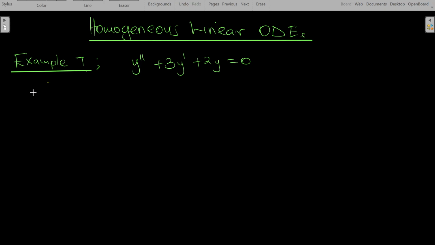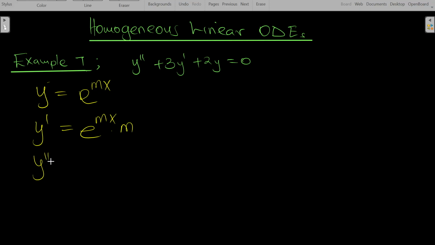So for this case, the initial step that I had taught was to take your guess. Take your guess y equals e raised to mx. Then take your first derivative, which is e raised to mx times m. Then take your second derivative, which will be m squared e raised to mx. Once you have that, substitute whatever you have.